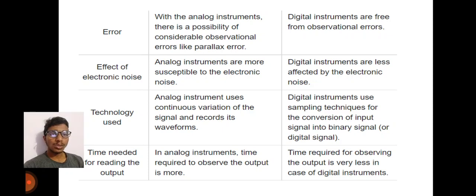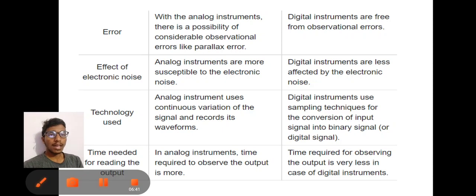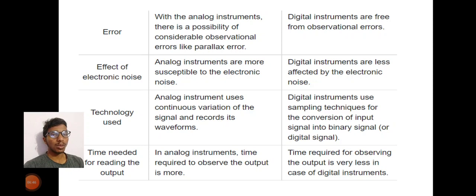And based on the time needed for reading the output, in analog instruments the time required to observe the output is more. So we have to calculate, like in the analog CRO, the number of vertical boxes times volts per division and horizontal boxes times time per division. Like that, we have to calculate the voltage or time in analog instruments.